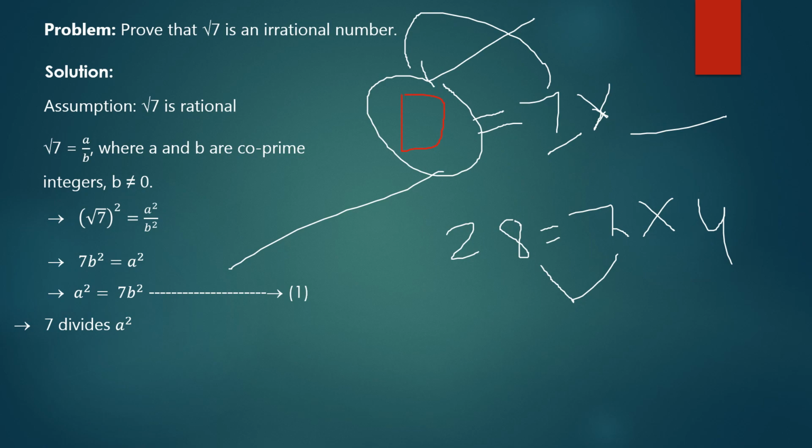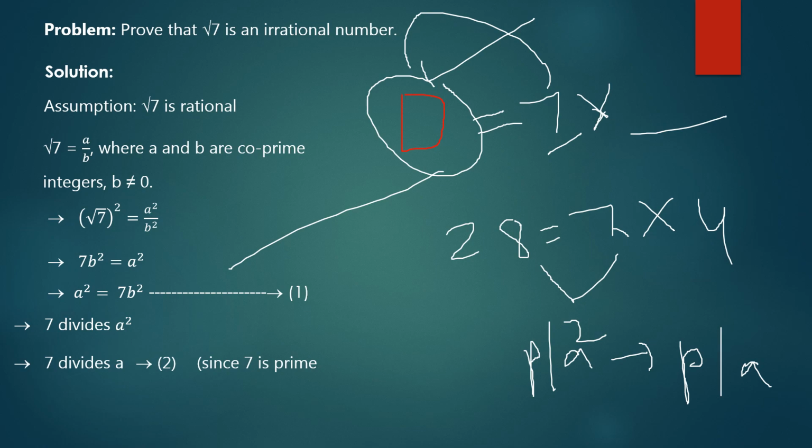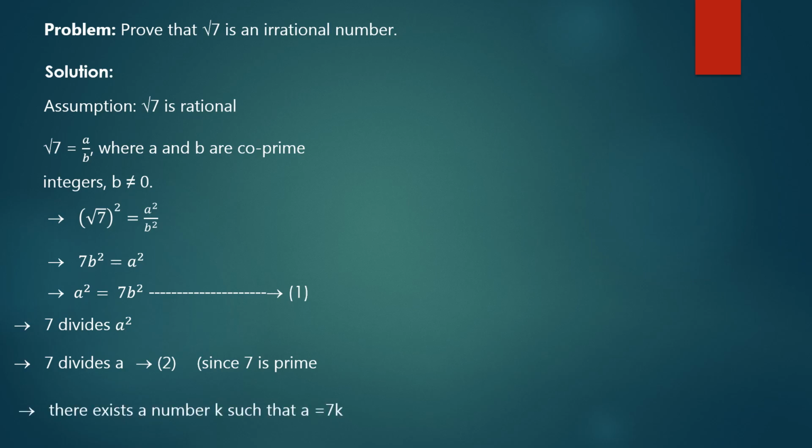But we have a formula. If p divides a square, then p divides a, whenever p is a prime number. Here 7 is a prime number. From this you will get 7 divides a, because 7 is a prime number. Now 7 divides a, we got.